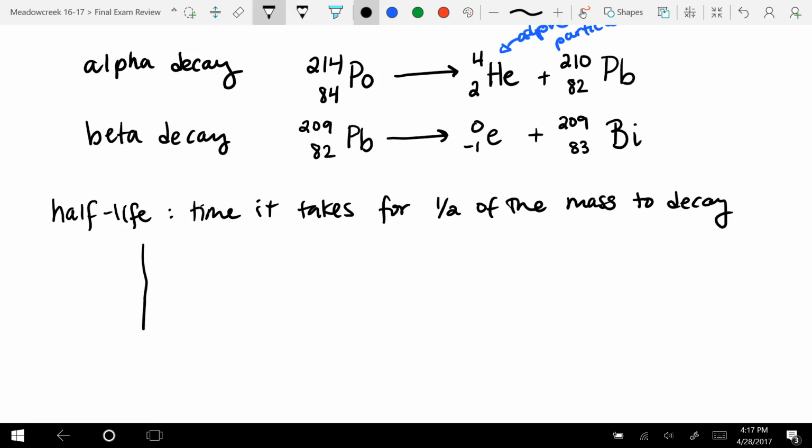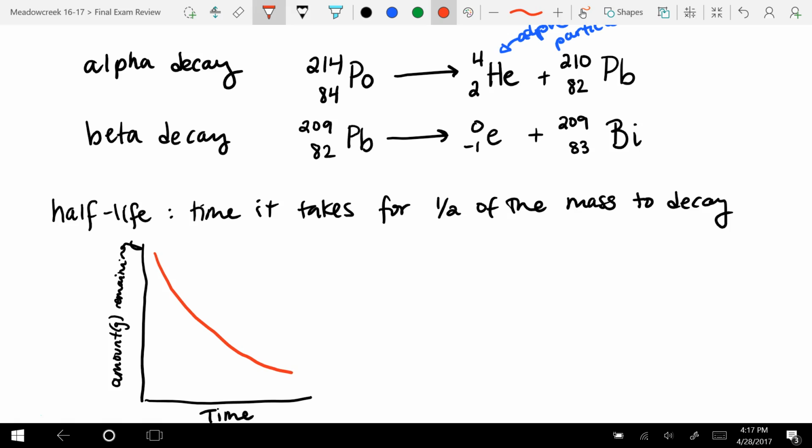And so if we look at a graph of half-life, on the y-axis would be the amount or grams remaining, and on the x-axis it would be time. Okay, now over time things start to decay. So your graph is going to look kind of like that.